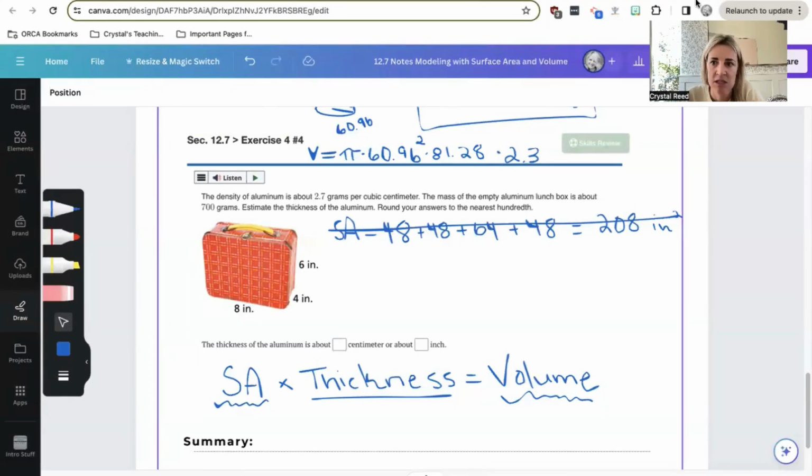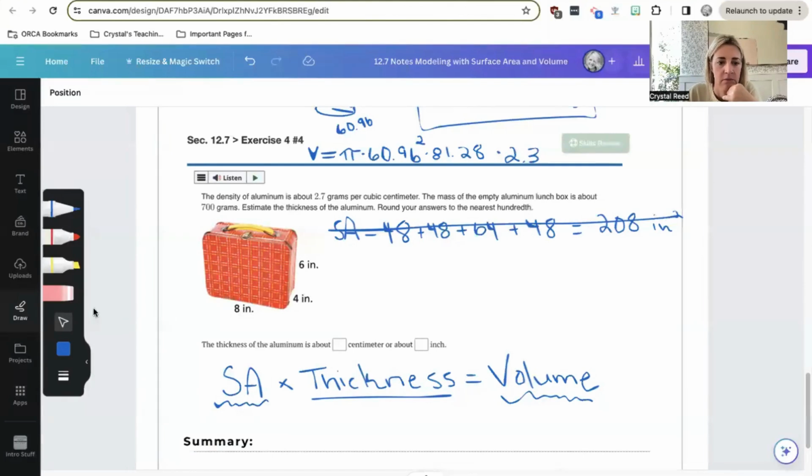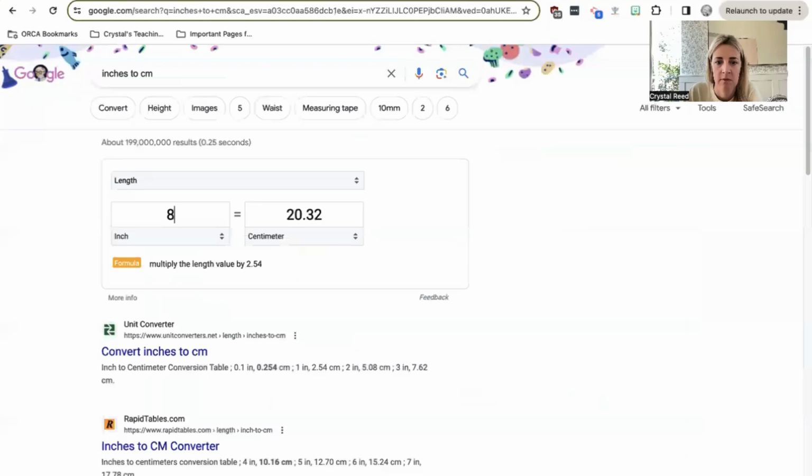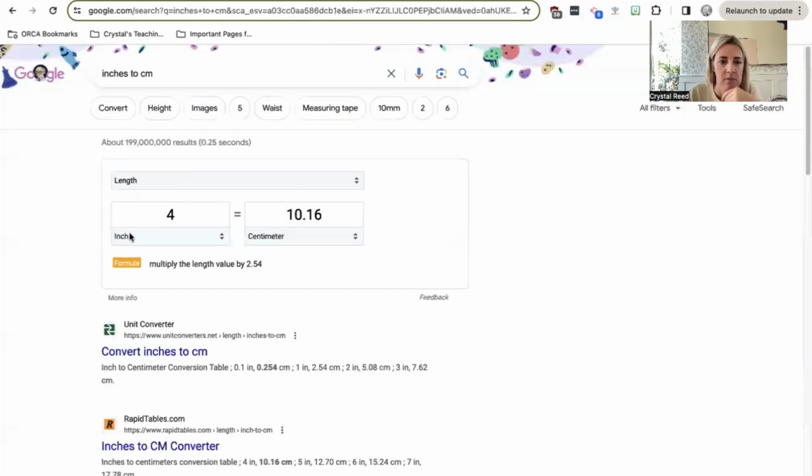So let's convert these 8 inches to centimeters. So 8, 20.32. 4 inches to centimeters, 10.16. And then 6, 15.24.